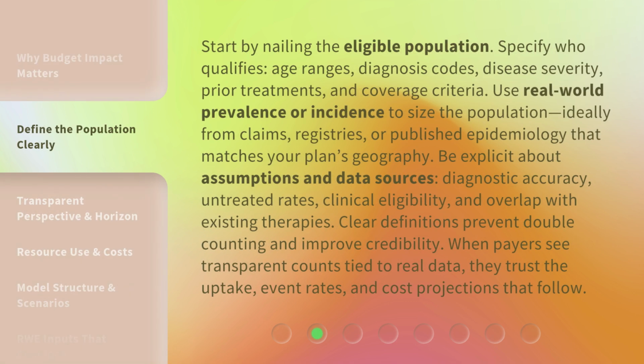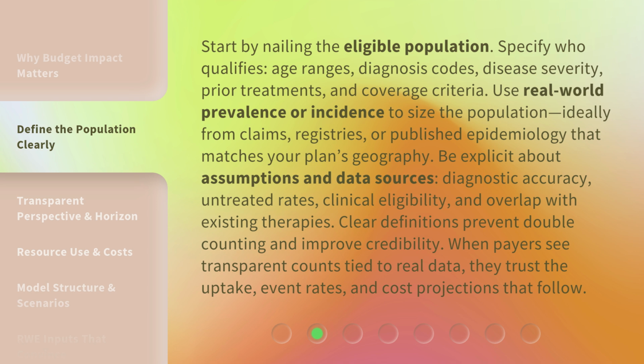Start by nailing the eligible population. Specify who qualifies, age ranges, diagnosis codes, disease severity, prior treatments, and coverage criteria. Use real-world prevalence or incidence to size the population, ideally from claims, registries, or published epidemiology that matches your plan's geography. Be explicit about assumptions and data sources, diagnostic accuracy, untreated rates, clinical eligibility, and overlap with existing therapies.